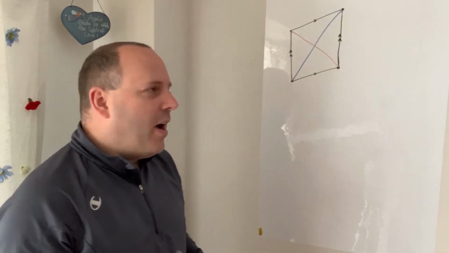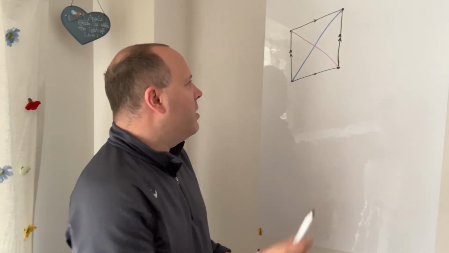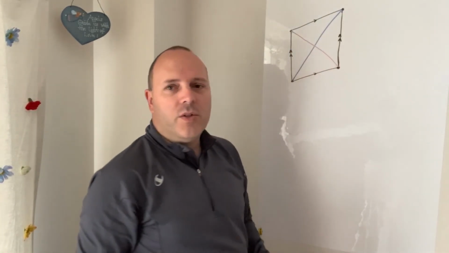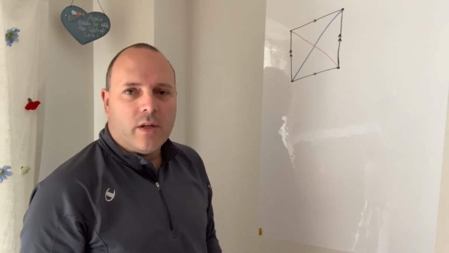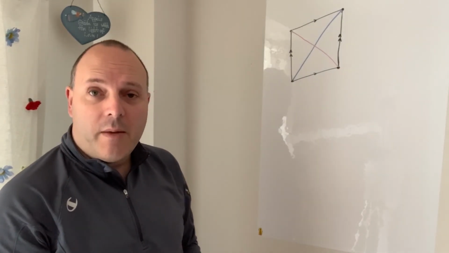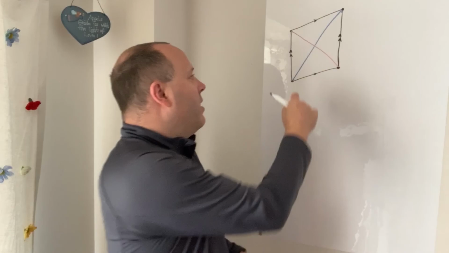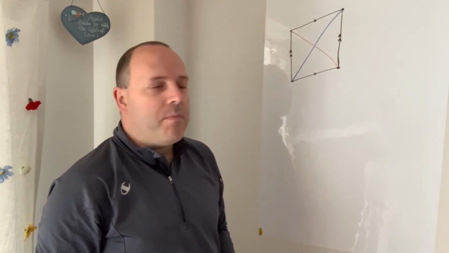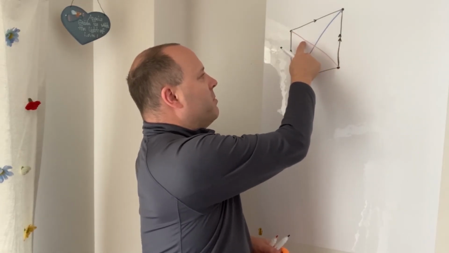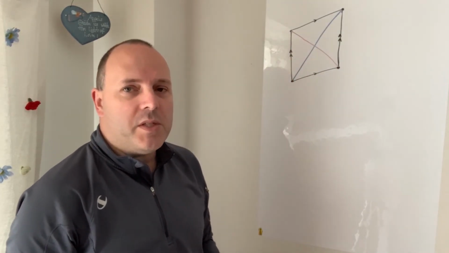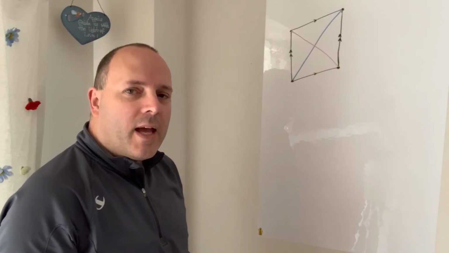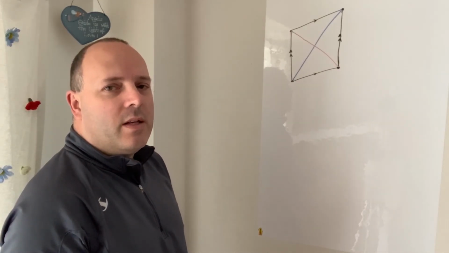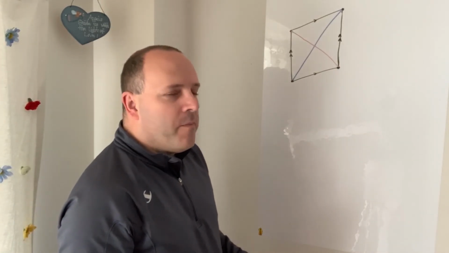Okay, if I could show you that these two triangles are congruent to each other, they're the same shape and size, then that blue piece must be exactly the same size as that blue piece, and this red piece must be exactly the same size as that red piece. So if I could show you that, then it would be true that the diagonals bisect each other.